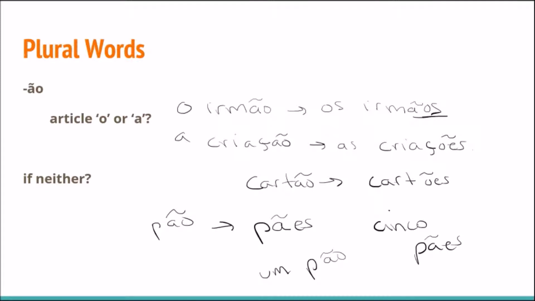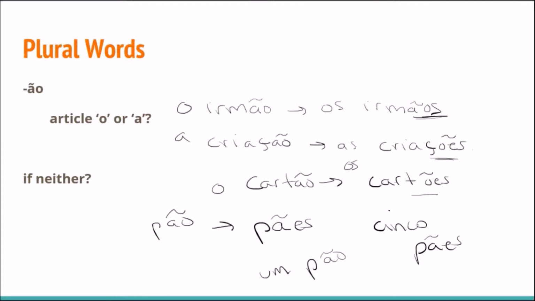That's pretty much how it goes. For cartão, I believe it is an O article. Let me take a look. Yeah, it is an O, right? So it'd be o cartão, os cartões. Like I said, I had to take a look just because sometimes it's very strange. You'll think something has an O article, but it doesn't, or has an A, but it doesn't. And then when you try to make a plural, it really throws you off.